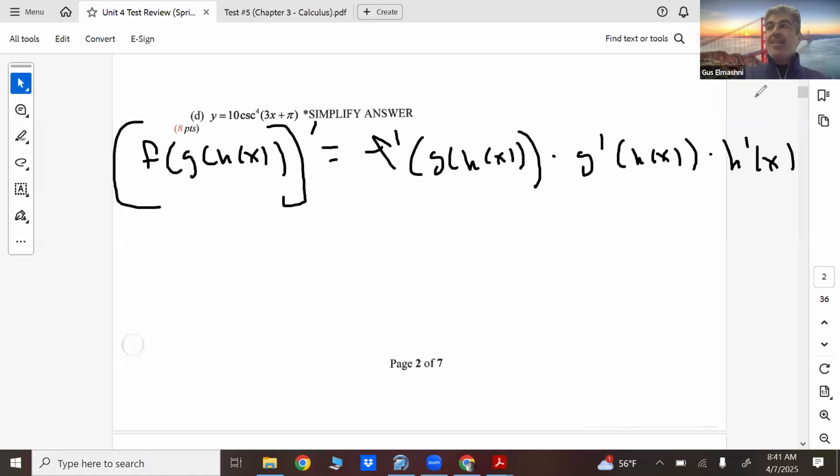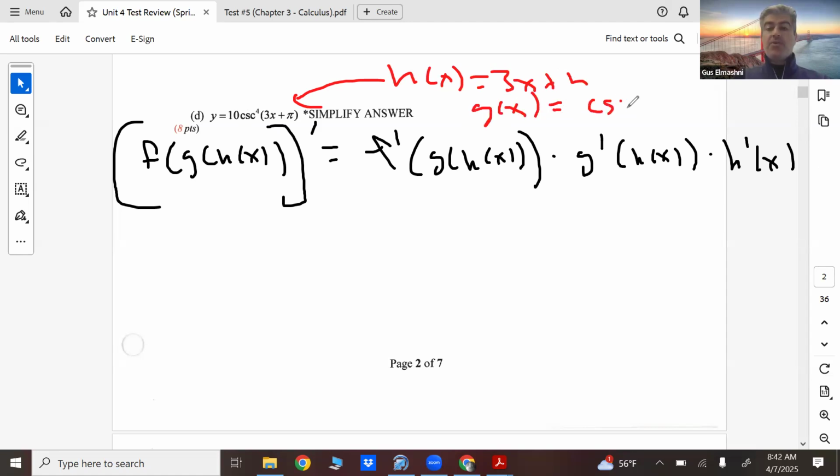So what's your inside here, guys? The 3x plus pi. That's your h of x. What's your middle? The cosecant, just the cosecant x. And then what's your f of x? X to the power 4. Sorry, my bad, the inside is 3x plus pi.